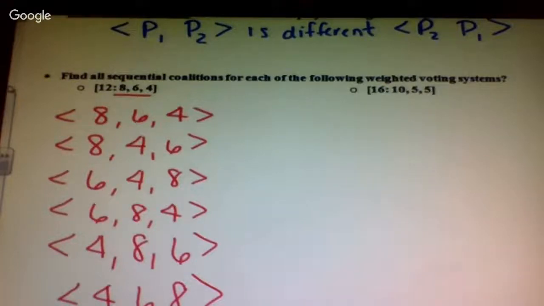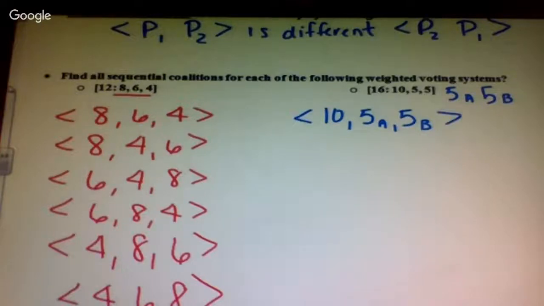All right, the next one. We've got 10, 5, and 5. So don't forget, make this 5A and 5B. Player 2 has a weight of 5 and player 3 has a weight of 5, but they're 2 different people. So I can start this out as 10, 5A, 5B. How else can I order starting at 10? 10, 5B, 5A.